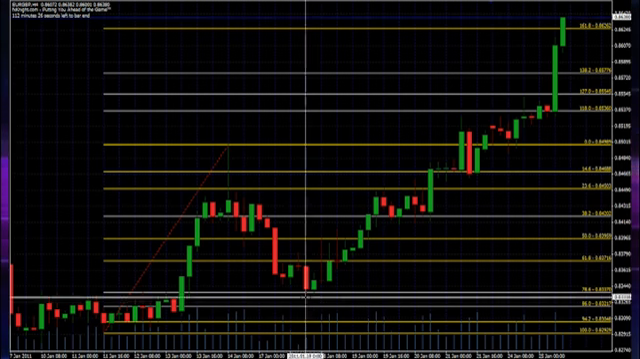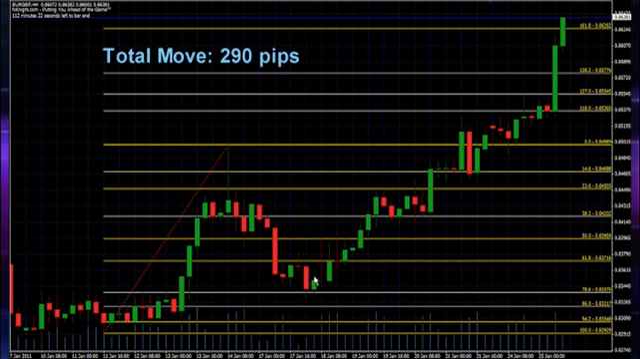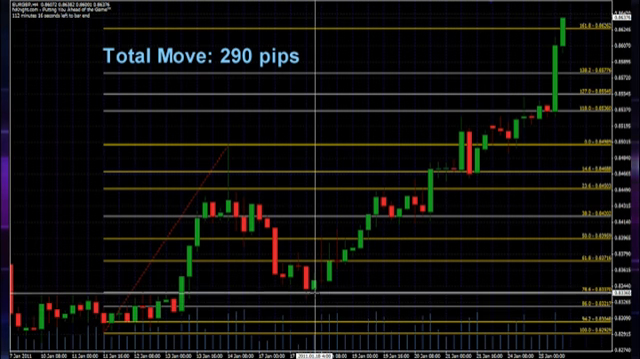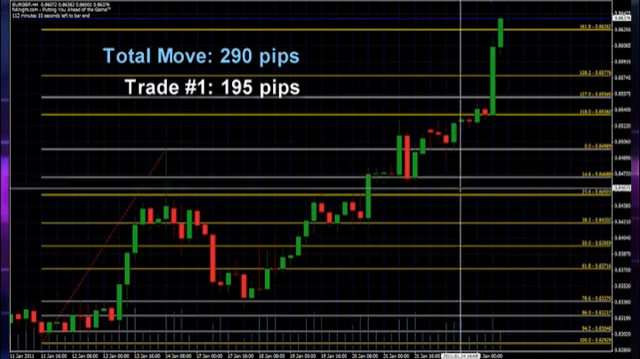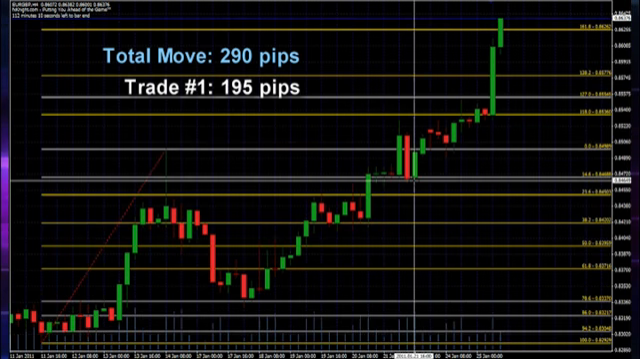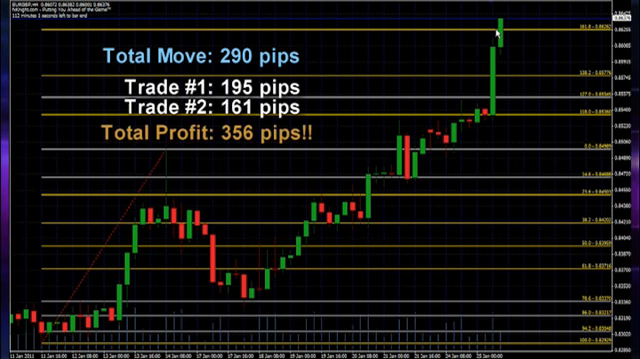The overall move from the bottom to the top measures 290 pips. However, our first trade adds up to about 195 pips. Our second trade comes up to 161 pips. And as you can see, the total is greater than the sum of its parts.